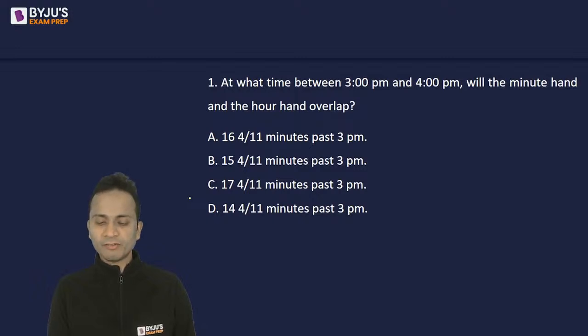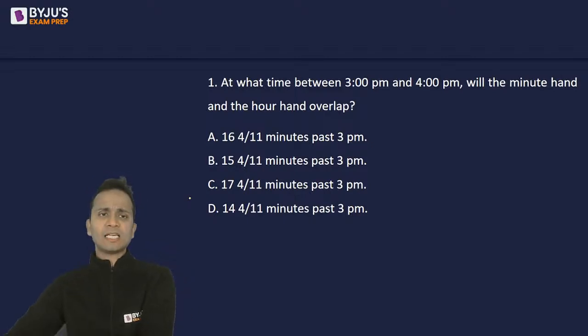So all the options are given in the form of mixed fractions. First option is 16 4/11 minutes after 3 o'clock. Then the second option is 15 4/11, 17 4/11, and 14 4/11. Yes, any answer for this one? Anyone? At what time between 3 and 4 will the minute hand and the hour hand overlap each other?